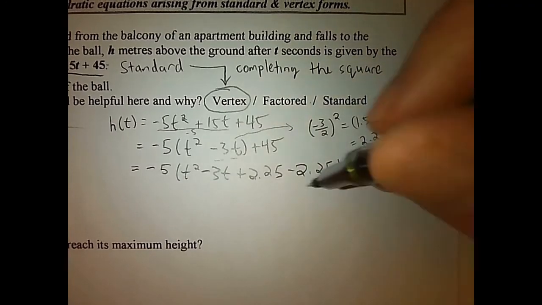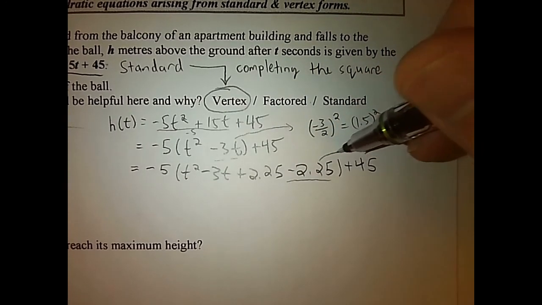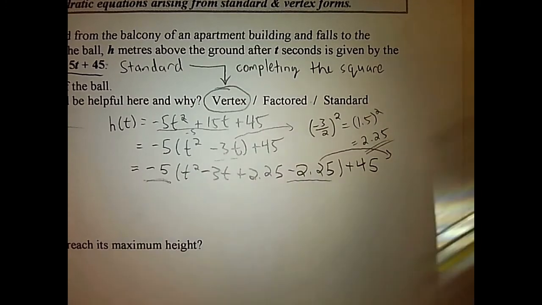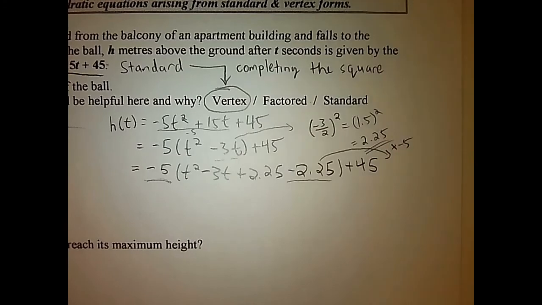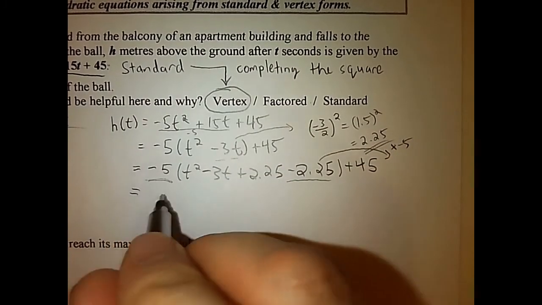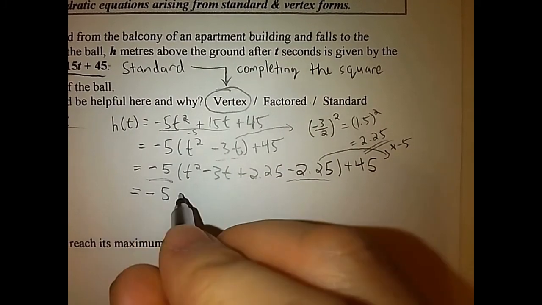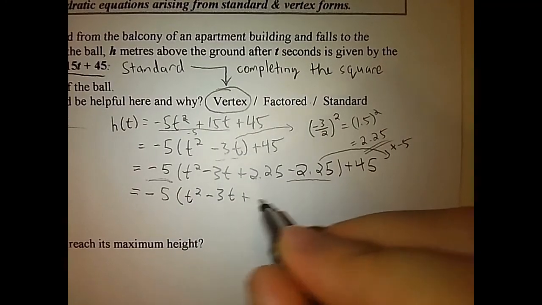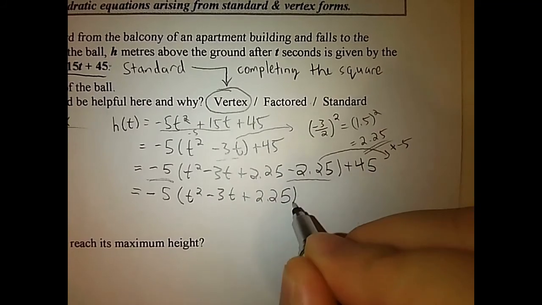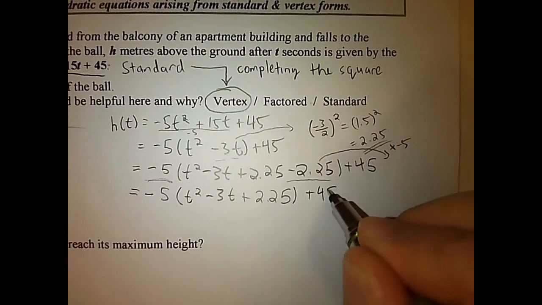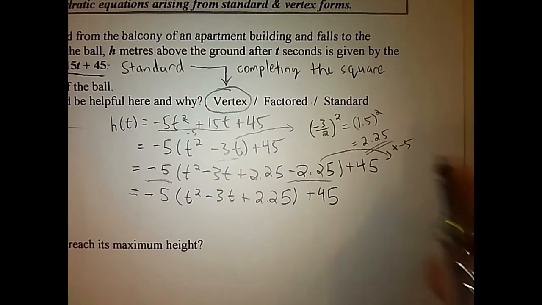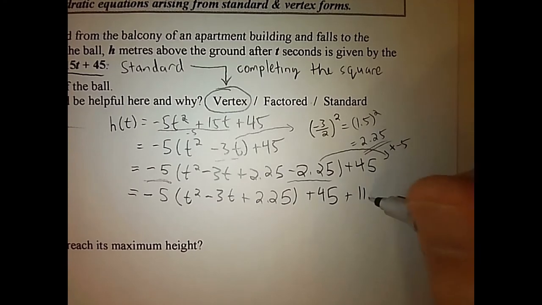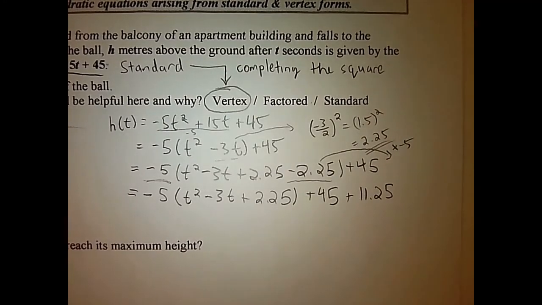Then our next step was to move the subtraction one outside of the brackets. And when I do that, remember I have to multiply it by the coefficient in the front. So when I do that, my next step will be -5 times t squared minus 3t plus 2.25. The 45 is still there, and I move this out and I times it by -5, and when I multiply those together, I get 11.25.